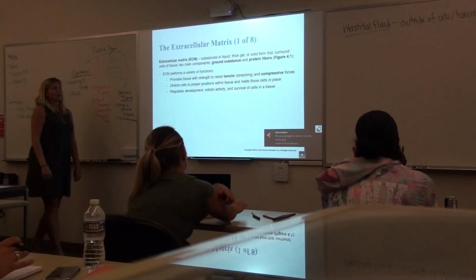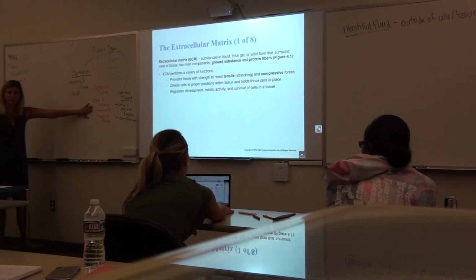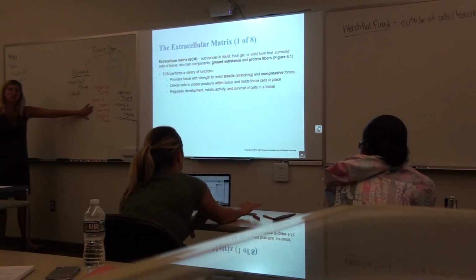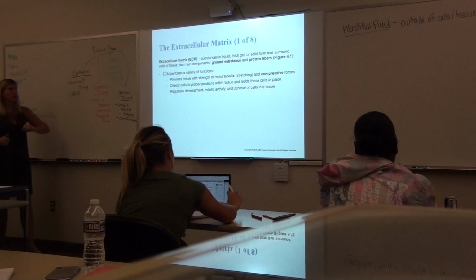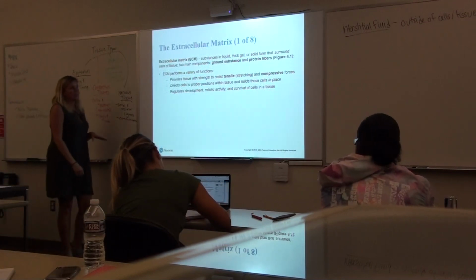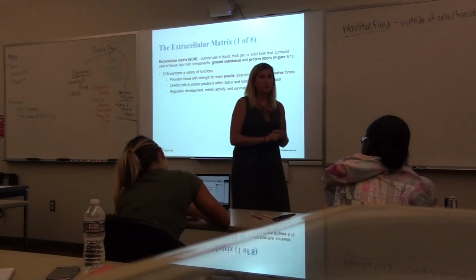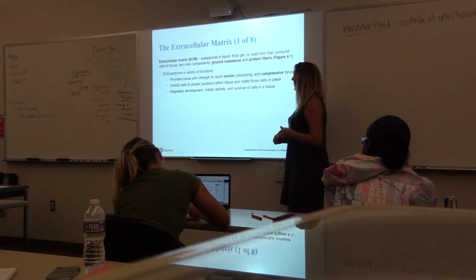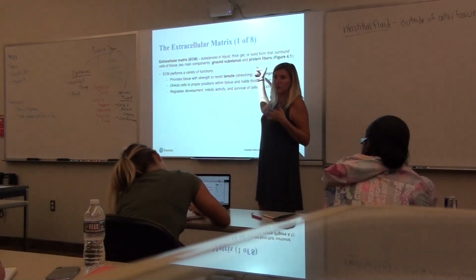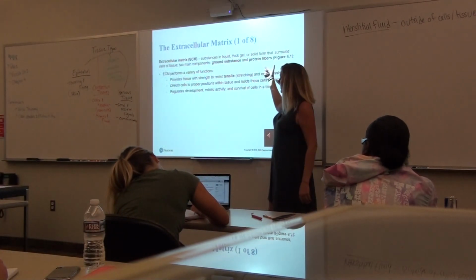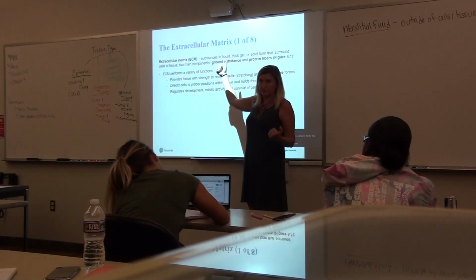Okay. Let's talk about this concept of a matrix. So a matrix is this extra stuff that's not living. A matrix is made of fibers, and it's made of fluid. The fibers are called protein fibers. There's different types of protein fibers. We'll learn about them. But the fluid is called ground substance.